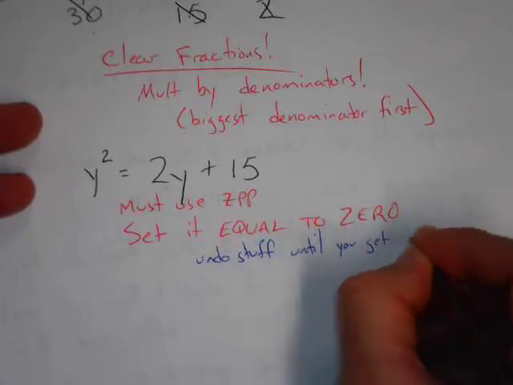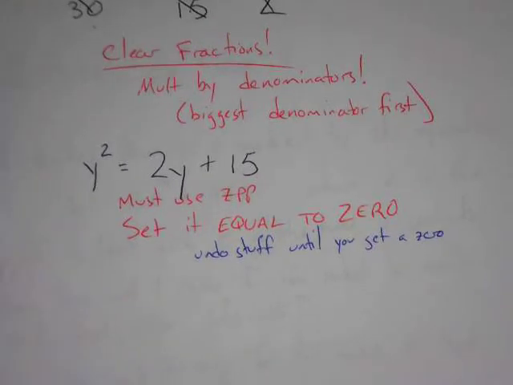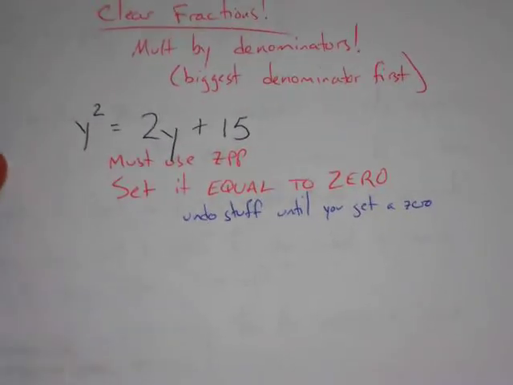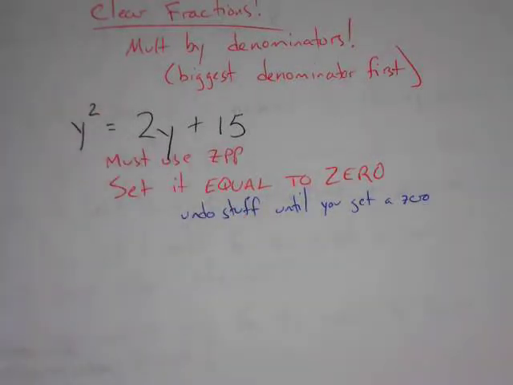All right, undo stuff until you get a 0. So that's the zero product property. Undo stuff until you get a 0. So if I look at this, I'm going to actually undo 2 things. Personally, I like to keep my lead coefficient positive. That's just a personal thing.